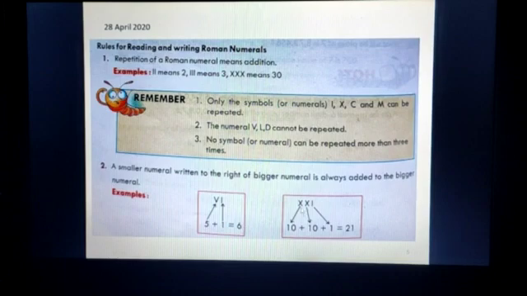The second example also shows X, X, I. So again here 10, 10 and 1. So it is going in decreasing order. So again we need to add 10 plus 10 plus 1 is equal to 21.